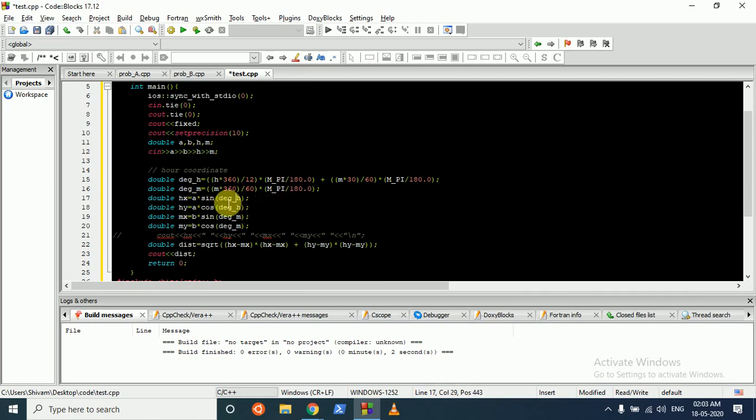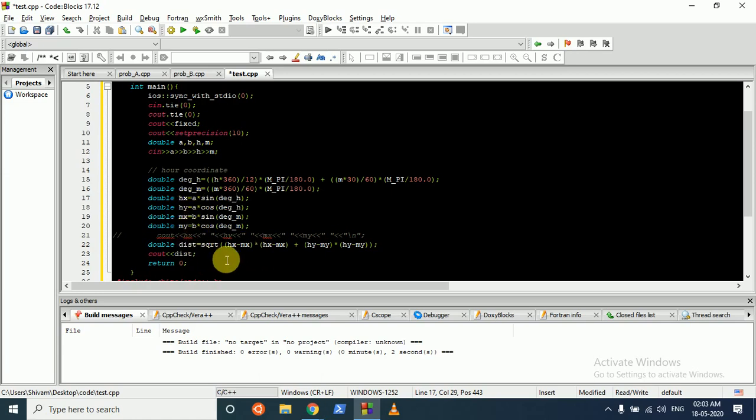The x coordinate value is this. Use the sine function because it takes radian, that way I have converted and put the value of degree of h, sine and cos, and same for the minute hand, the minute x value and minute y value, and use the sine and cos function value. Now we have converted out the coordinates, which is hour hand x and y, minute hand x and y.